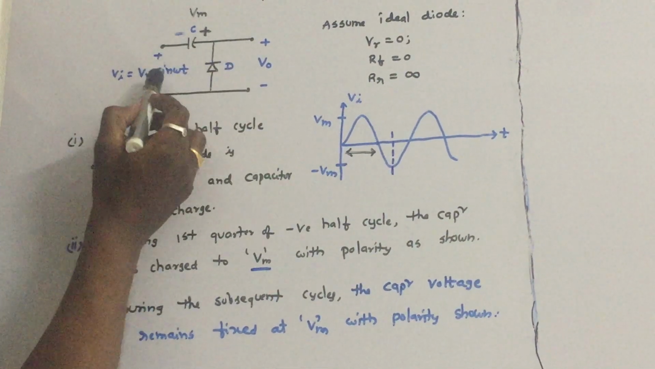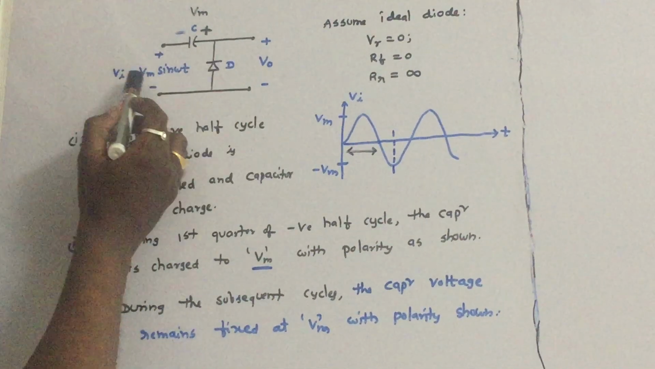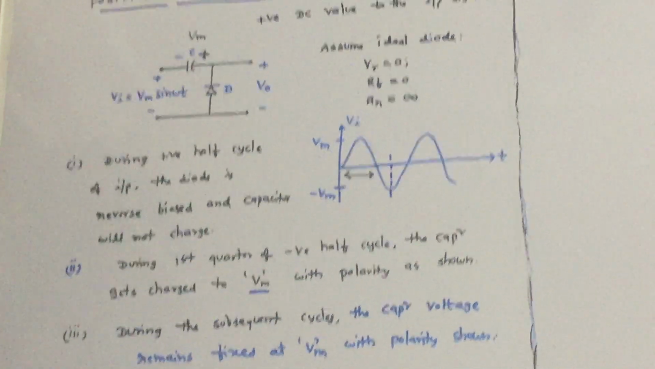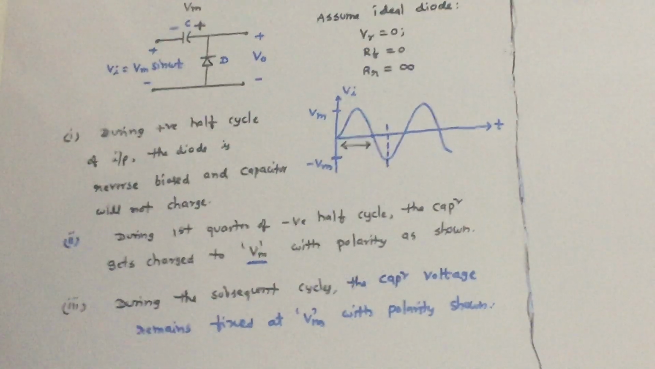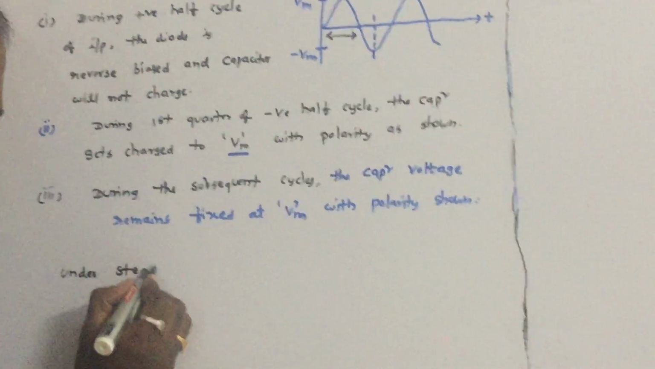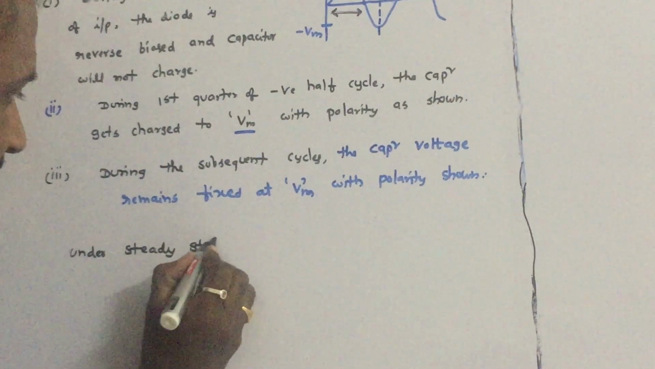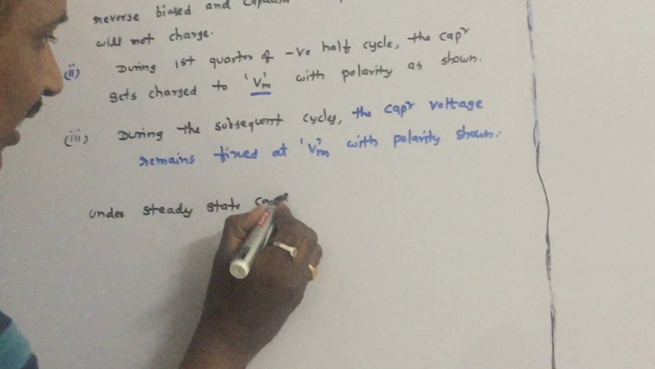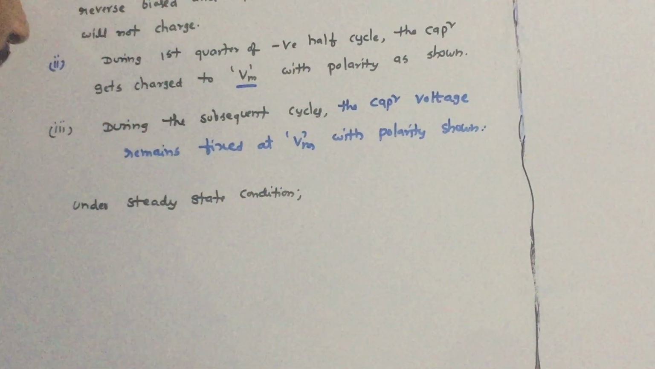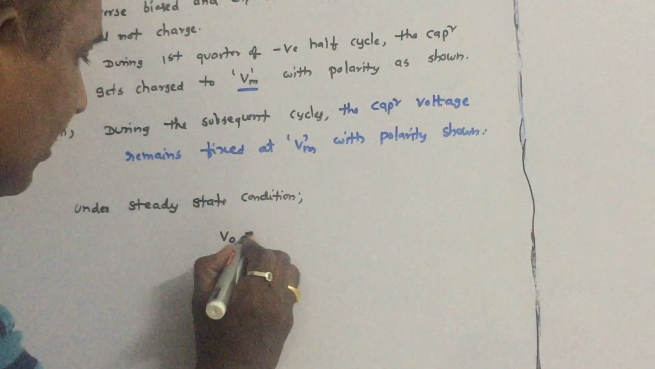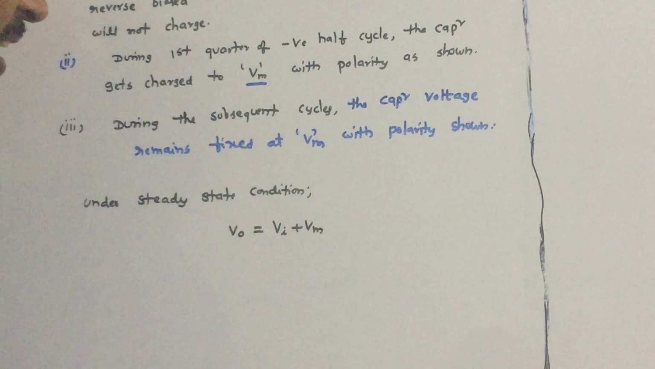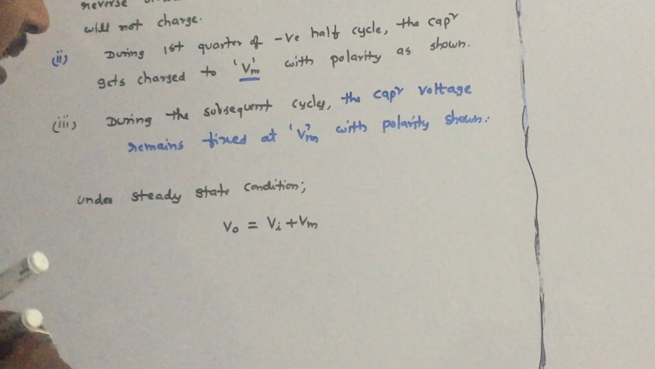The output equation is simply to apply KVL to the input and output. So Vi plus Vm is equal to V0. Therefore, what we write here is that under steady state condition, once the capacitor is charged to Vm, the output voltage is simply Vi plus Vm. You just apply KVL to the circuit, and you can easily get this equation.